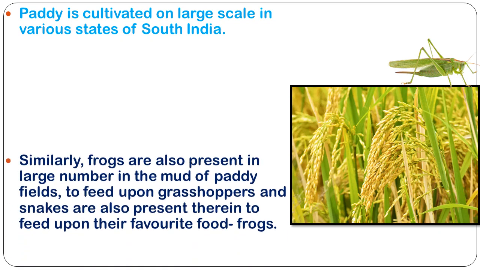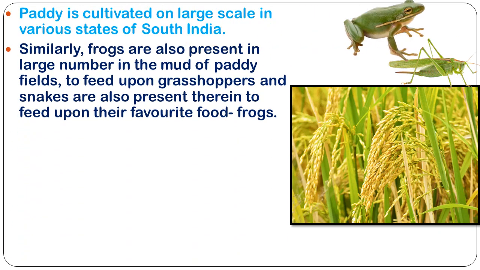Similarly, frogs are also present in large numbers in the mud of paddy fields to feed upon the grasshopper. That means the frog will be a secondary consumer. And snakes, the tertiary consumers which are dependent on the frog, are also present there to feed upon their favorite food, that is frog. So this is one kind of food chain: paddy field, these are the producers, grasshopper will be the primary consumer, frog will be secondary, and snake will be the tertiary consumer.